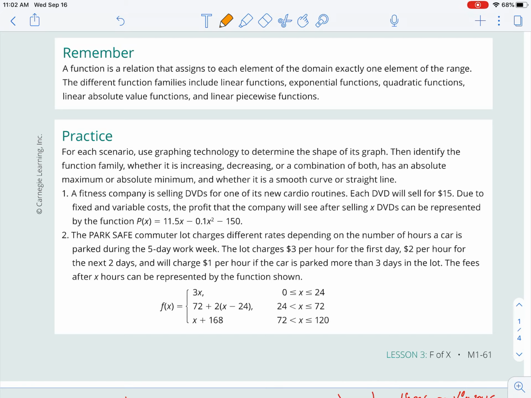A fitness company is selling DVDs for one of its new cardio routines. Each DVD will sell for $15. Due to fixed and variable costs, the profit that company will see after selling so many DVDs can be represented by this function. Now, as we've been talking about, the word problem part of it is a little messy. We're going to talk about it throughout the year. We just right now are asking you, can you graph this in your calculator and then analyze that graph?